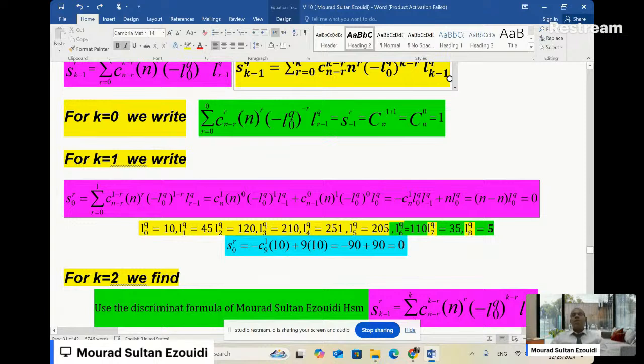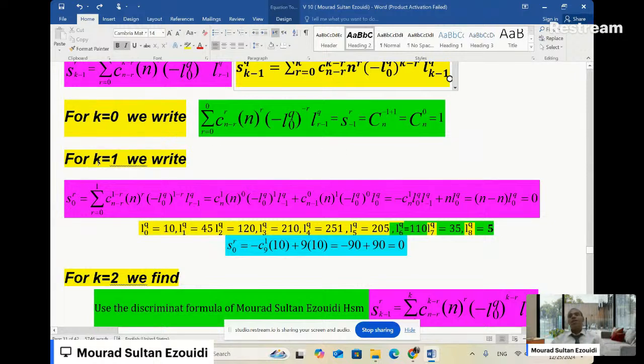as usual, we recall that the value of s minus 1, when putting k equal 0 in the discriminant formula of Mourad Sultan Ezouidi, is equal to combination n minus 1, n minus 1 plus 1, which is equal to combination n choose 0, which is 1. Also, n minus 1 upon 2 is also 1. Okay. Now we continue. We want to find the S0.